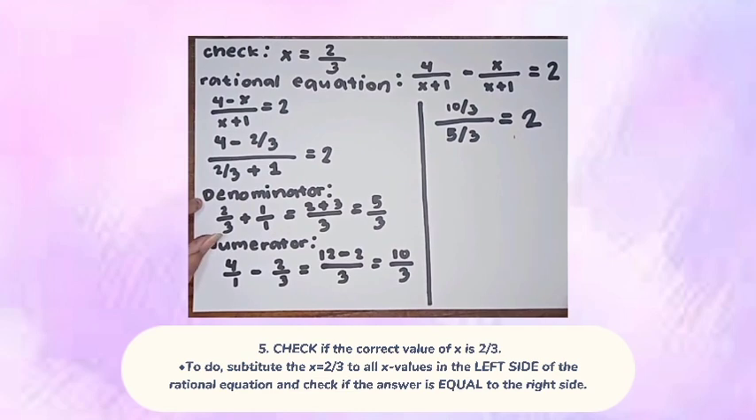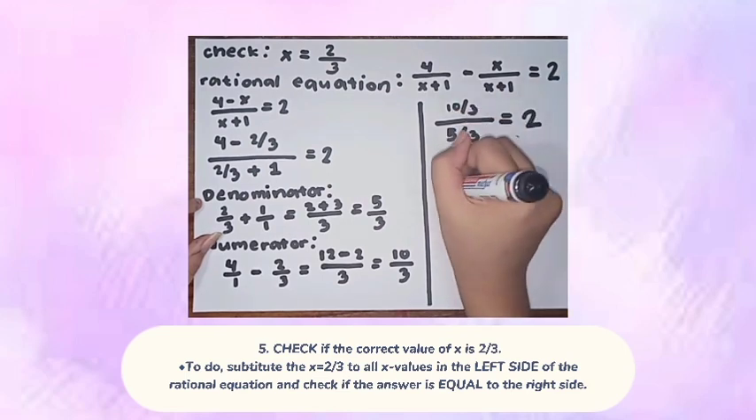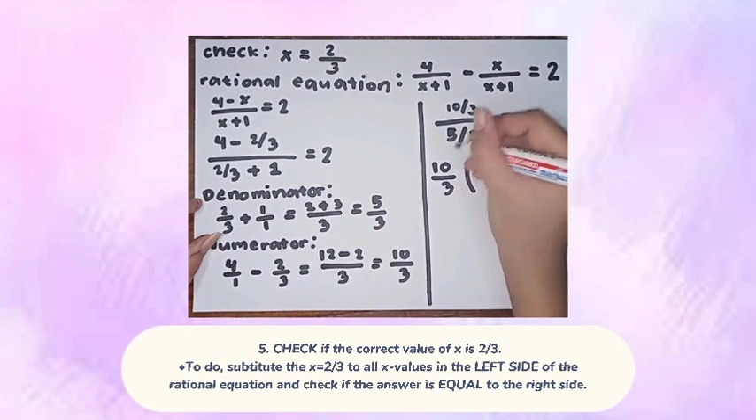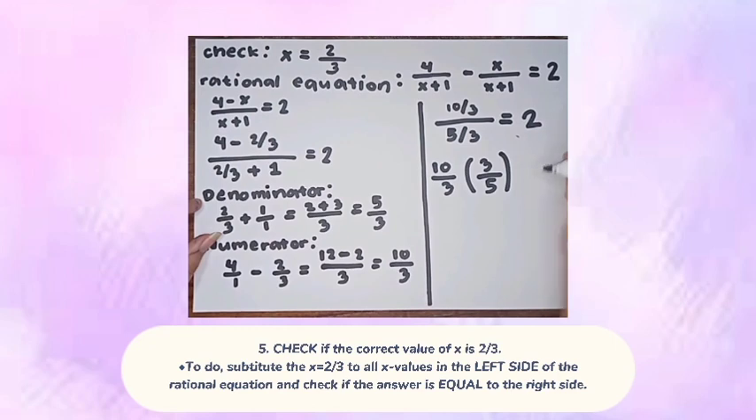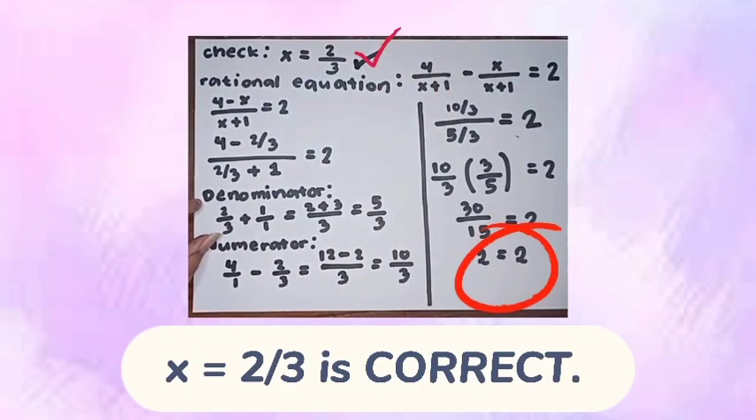Now we're going to divide 10 over 3 over 5 over 3 is equal to 2. In dividing a fraction, we need to multiply the numerator to the reciprocal of the denominator. Thus, we have 10 over 3 times 3 over 5 is equal to 2. 10 times 3, 30, over 3 times 5, 15, equals 2. 30 divided by 15 is 2, is equal to 2. Thus, the value of x is correct.